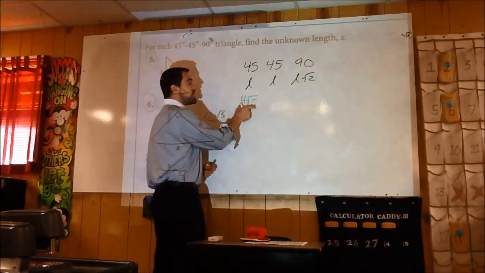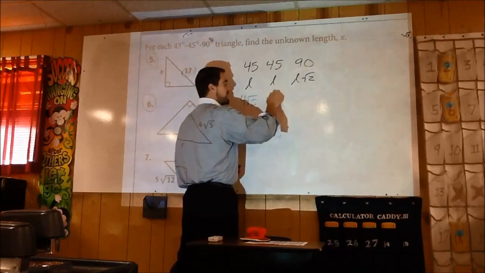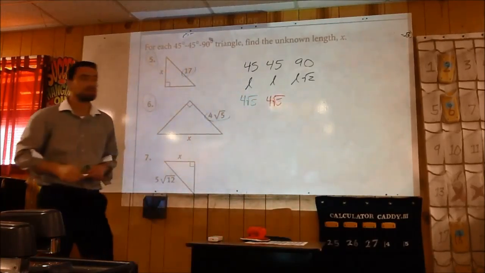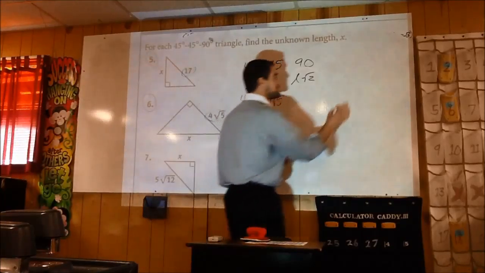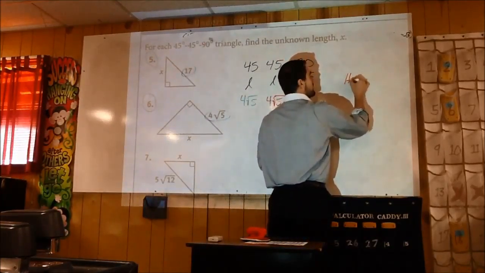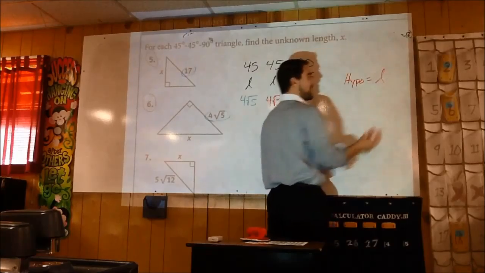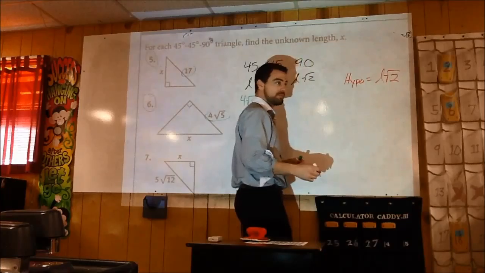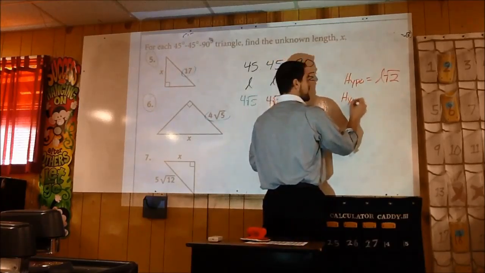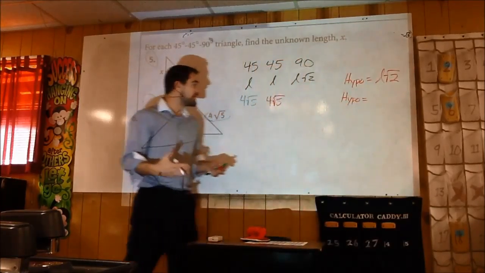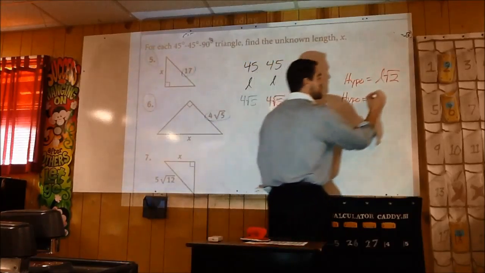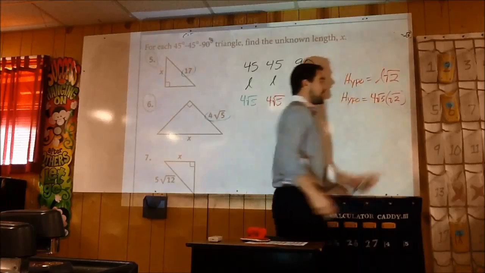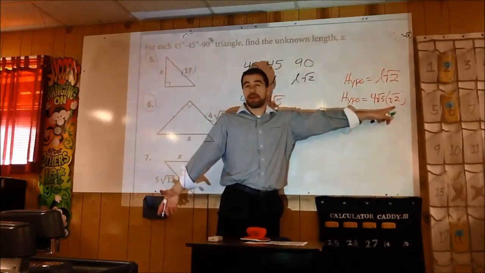Well, if one of the legs is 4 square roots of 5, that means the other one, which it's congruent to, also has the length of 4 square roots of 5. And then to determine the hypotenuse, it is whatever the length of the leg is times the square root of 2. So our hypotenuse's length is, well, the length of my leg currently is 4 square roots of 5, and we need to multiply that by the square root of 2.